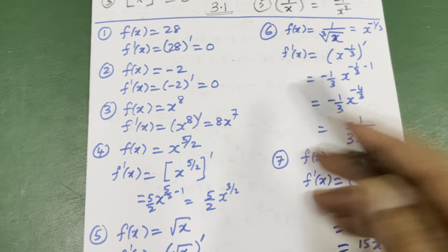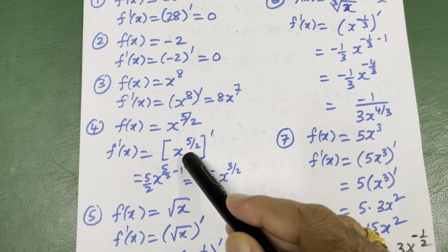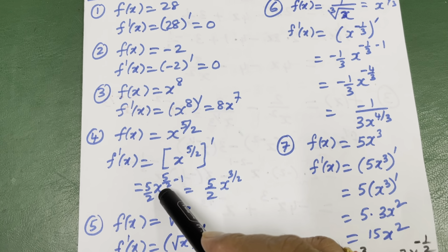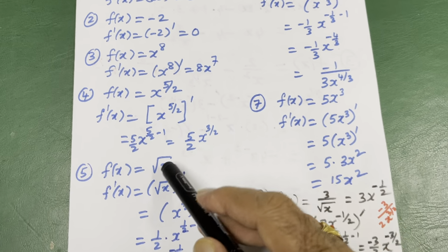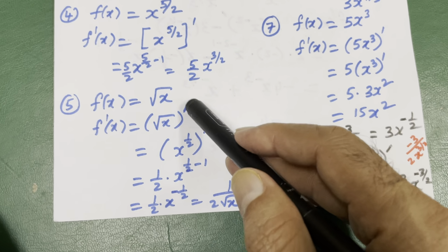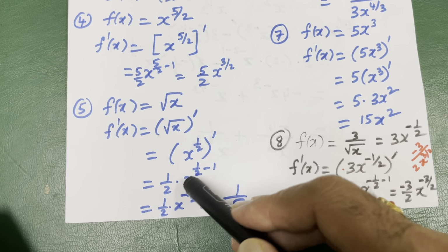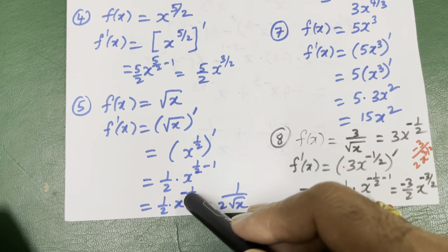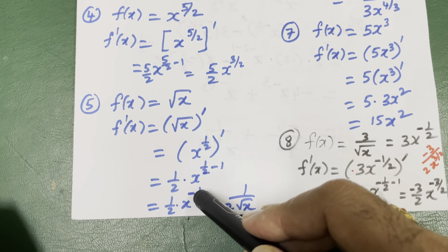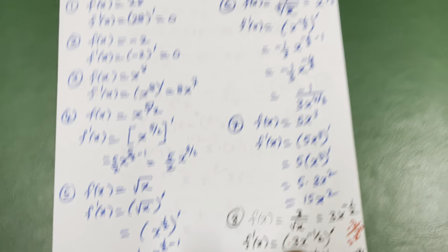Here when it comes to x power 5 over 2, that is a fraction. The same method: the 5 over 2 will come to the front, and 5 over 2 minus 1, so 5 over 2 multiplied by x power 3 over 2. Here root x derivative is 1 over 2 root x, you remember it directly, but here is the method. Root x is x power half. Half will come to the front, half multiplied by x power half minus 1, which is minus half. Because we don't allow half in the numerator, let's bring it down. So this will be 1 over 2 x power half, meaning 1 over 2 root x.